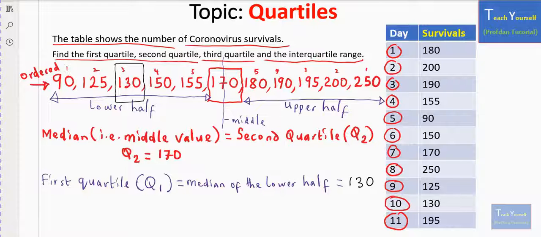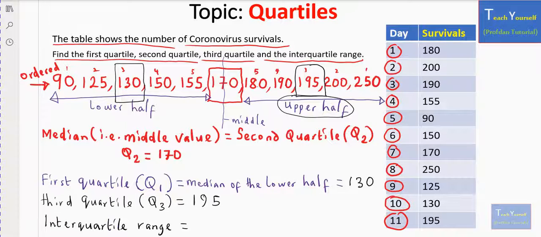Next, we need to find the third quartile. The third quartile is the middle value in the upper half. In the upper half, the middle value. There are also 5 values here. So the middle value of these 5 values is the third one. You see, 1, 2, so that is 195. Okay, that's 195, the third quartile or Q3.